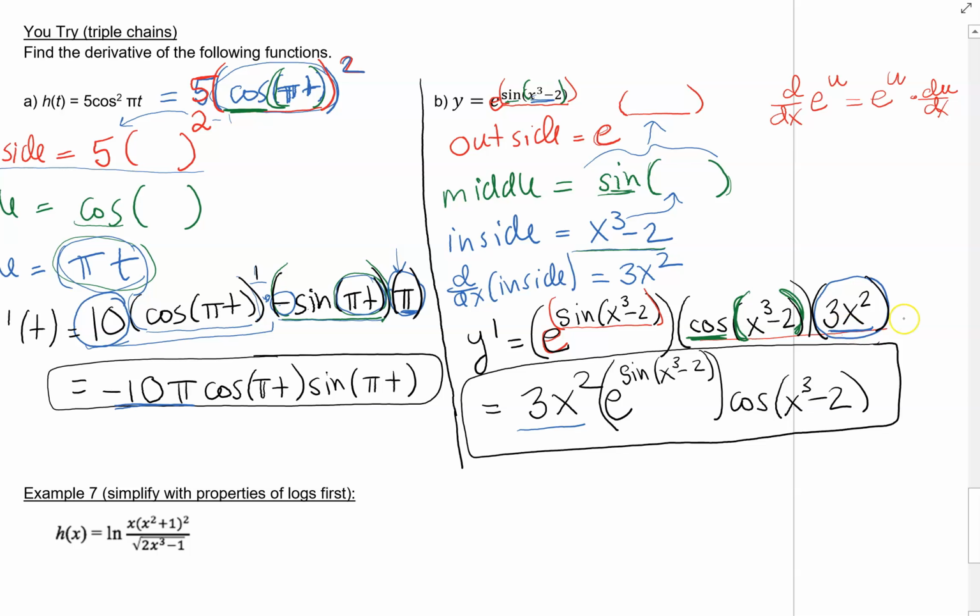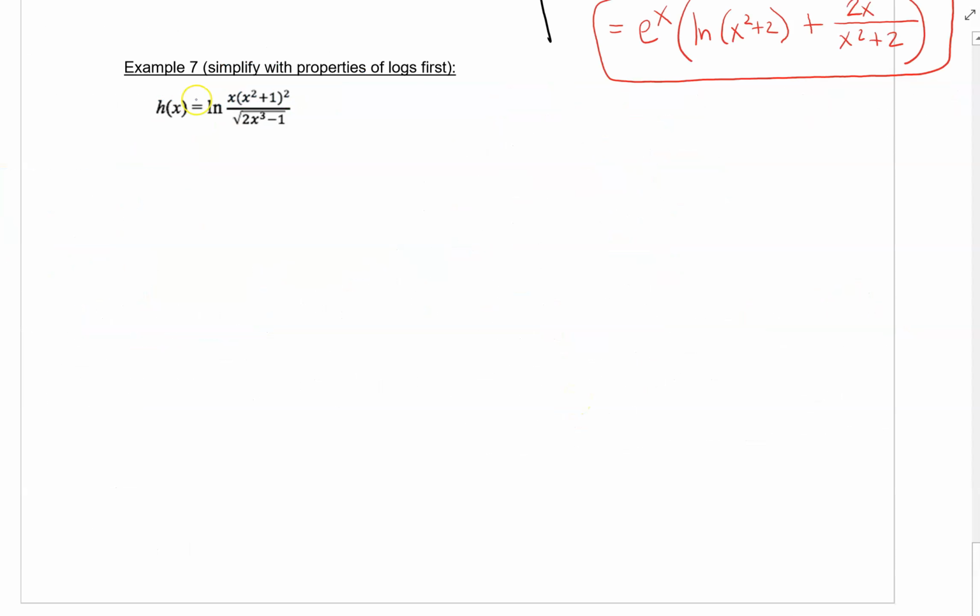But I don't know, usually we put the polynomials in front, so I just moved it. Lastly, we're going to end with an example where by simplifying with properties of logs first, we end up making this a much easier derivative to find. Because right now it looks like I would have to do a chain rule and a product rule and a quotient rule, which would be really challenging.